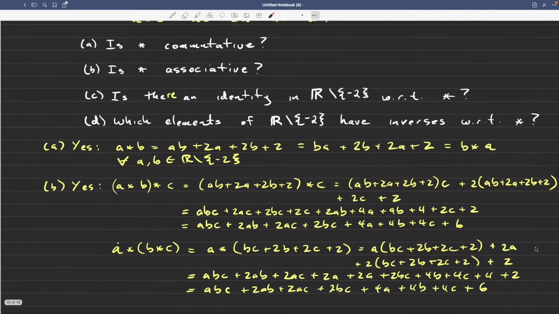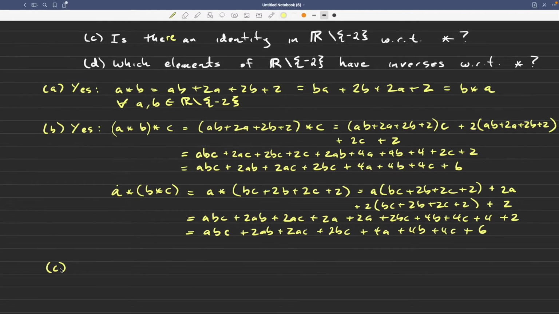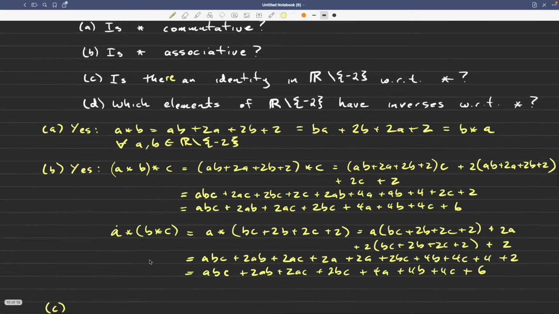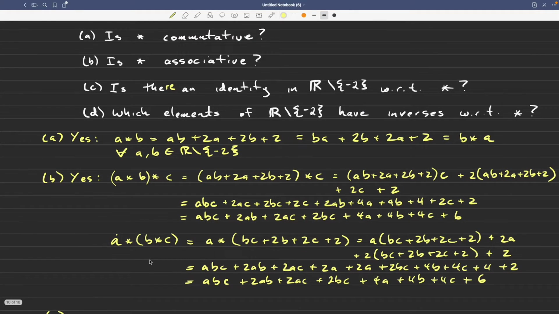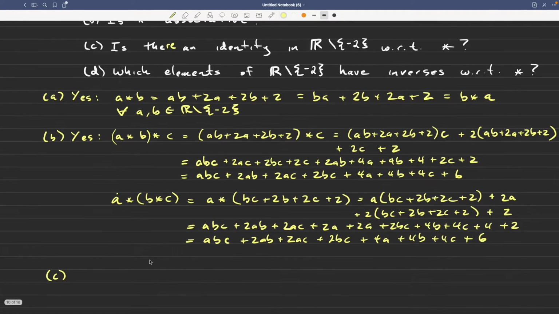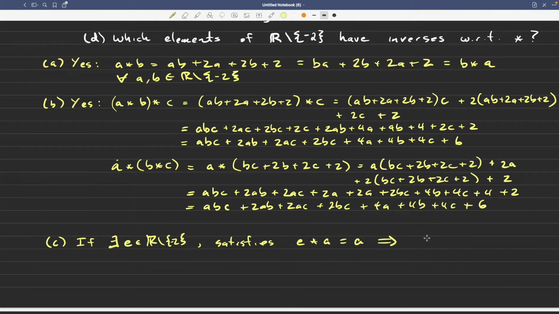How about an identity element? If you want to see if there's an identity element, what I usually do is just try to algebraically solve for it to see if there is one. If I can algebraically solve for it, then I have a candidate, and then I can verify that it is an identity. So if there exists some identity, it satisfies E star A equals A, which becomes EA plus 2E plus 2A plus 2 equals A.